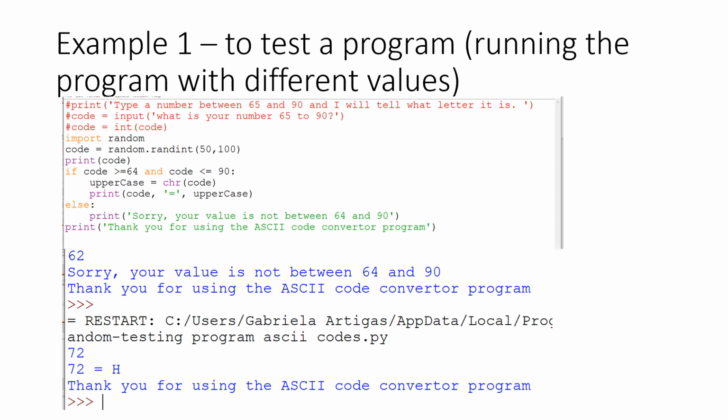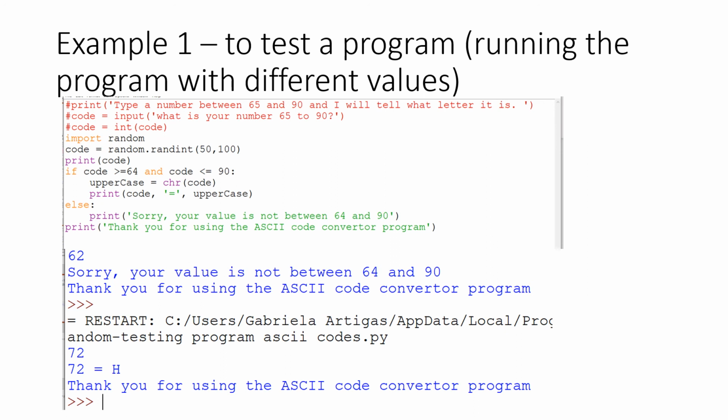So the first run, it gave me 64, and it told me, sorry, the value is not within the range. And then I ran it again, it generated 72, and it converted it to an H. And then regardless, in the two examples, the last line is thank you for using the ASCII code converter program.